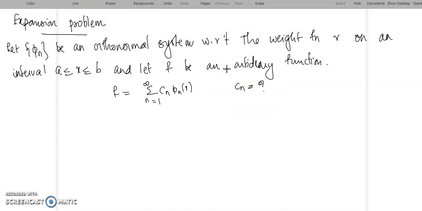So this problem is called the expansion problem. Here, given an arbitrary function f of x, we are expanding that arbitrary function in terms of the functions in an orthonormal system. And such a technique has many applications in solving differential equations: ordinary differential equations and partial differential equations are solved here. So we use this series expansion of functions.